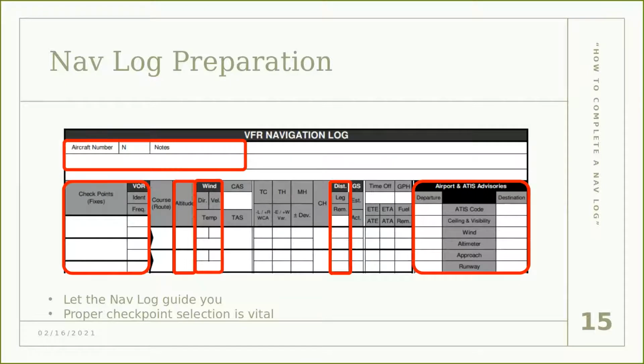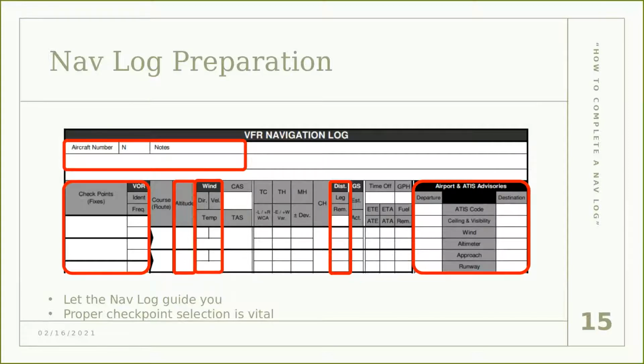Don't think, one and done. That's not how it works. And then it's got direction, velocity, temperature. Temperature is important for determining different performance information. So don't forget that temperature is part of that as well. Okay.